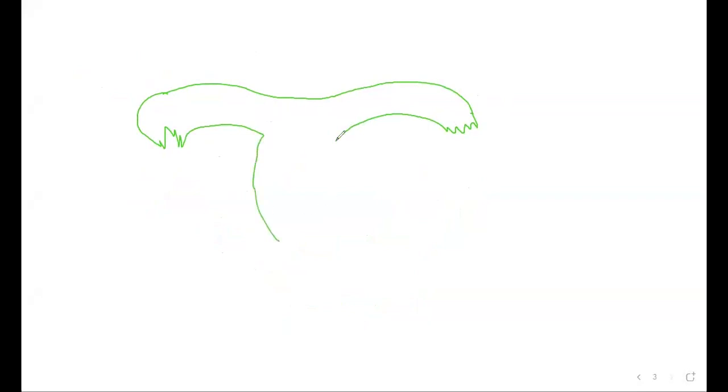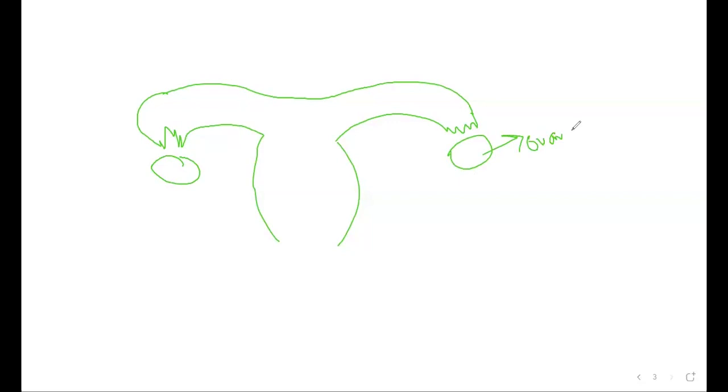Let me draw the structure for you so you'll understand in a better way. So this is the female reproductive system we talk about, and it has a structure something like this. I'll come to the detail of all these things later on. Let me just draw the structure for you. It is something like this. This is the uterus part of it, and this is the region where the ovaries are located. So this is the ovary present.